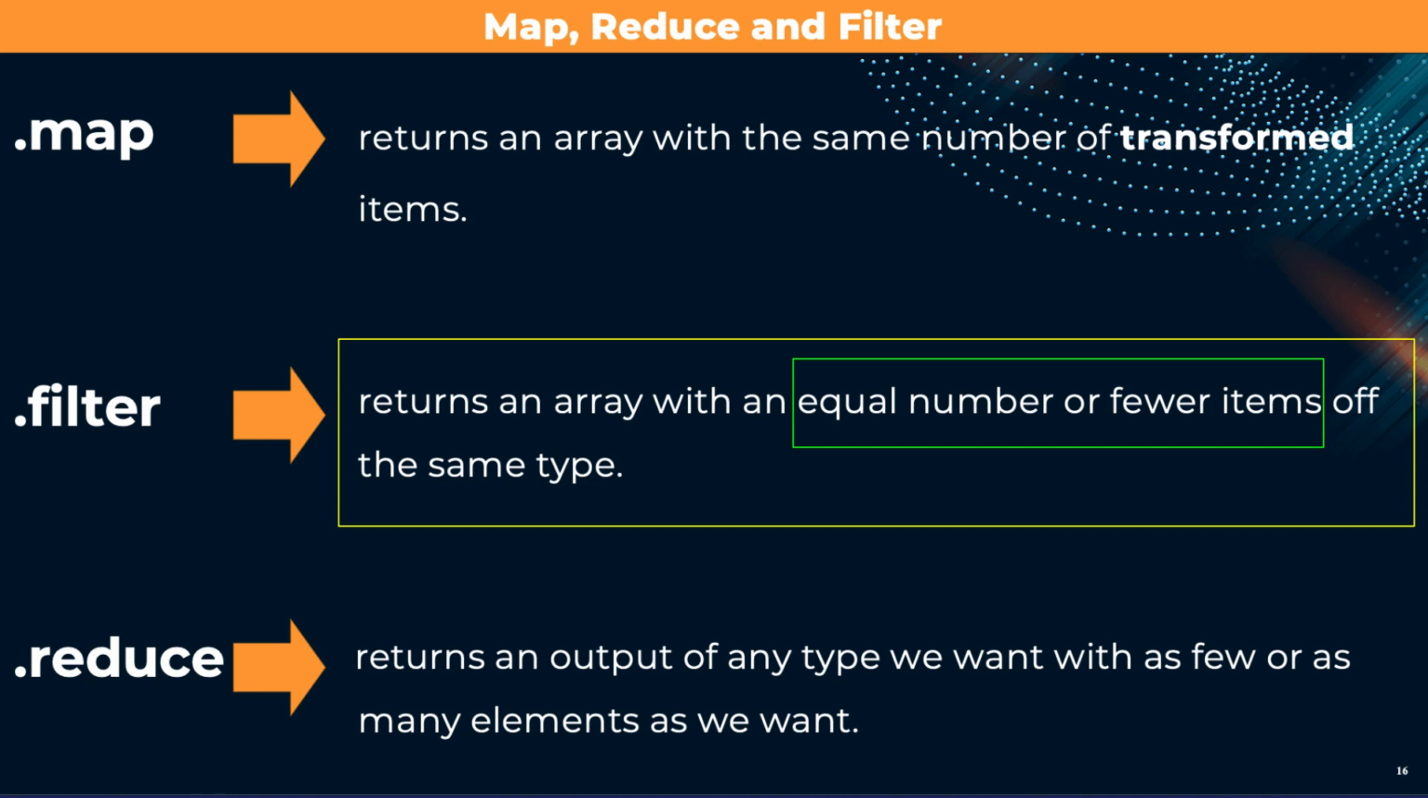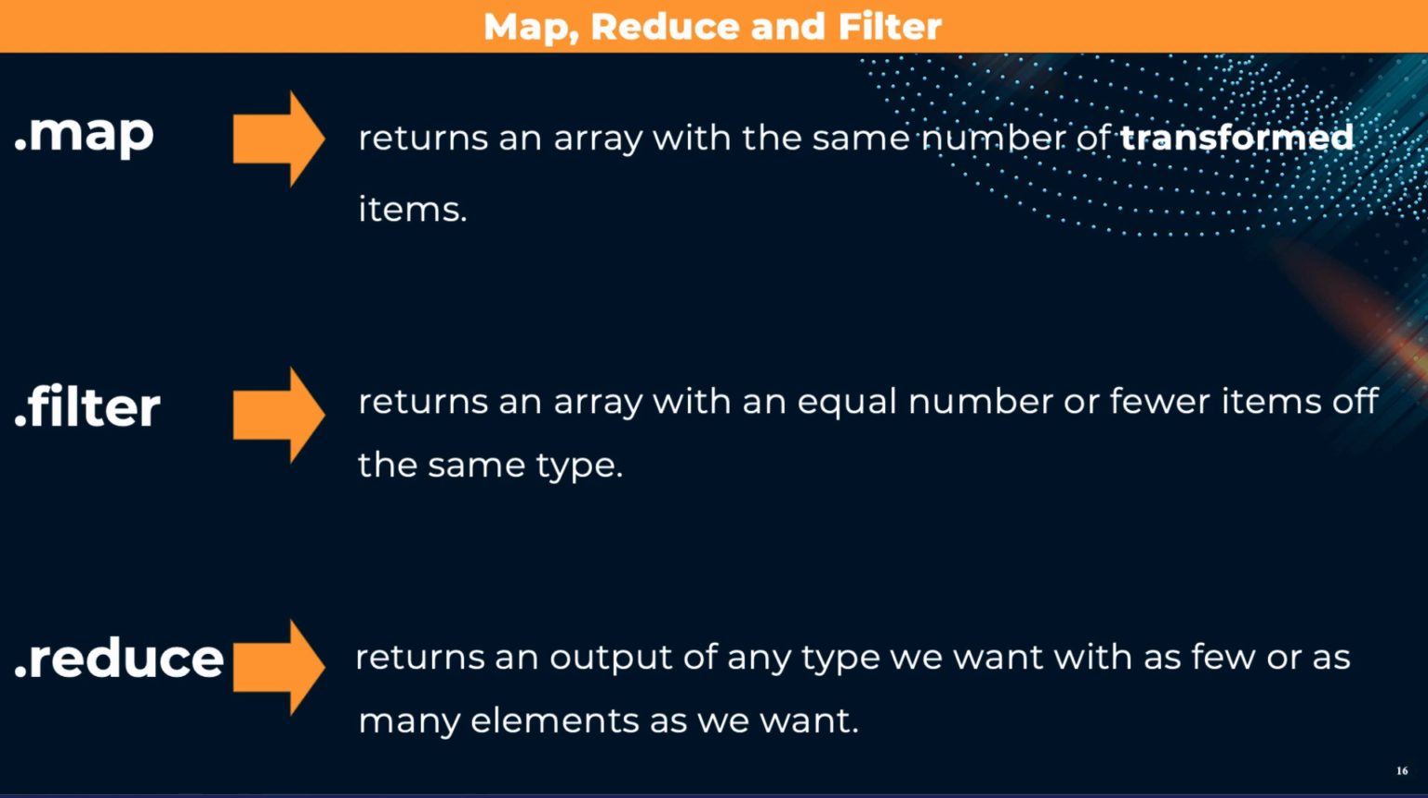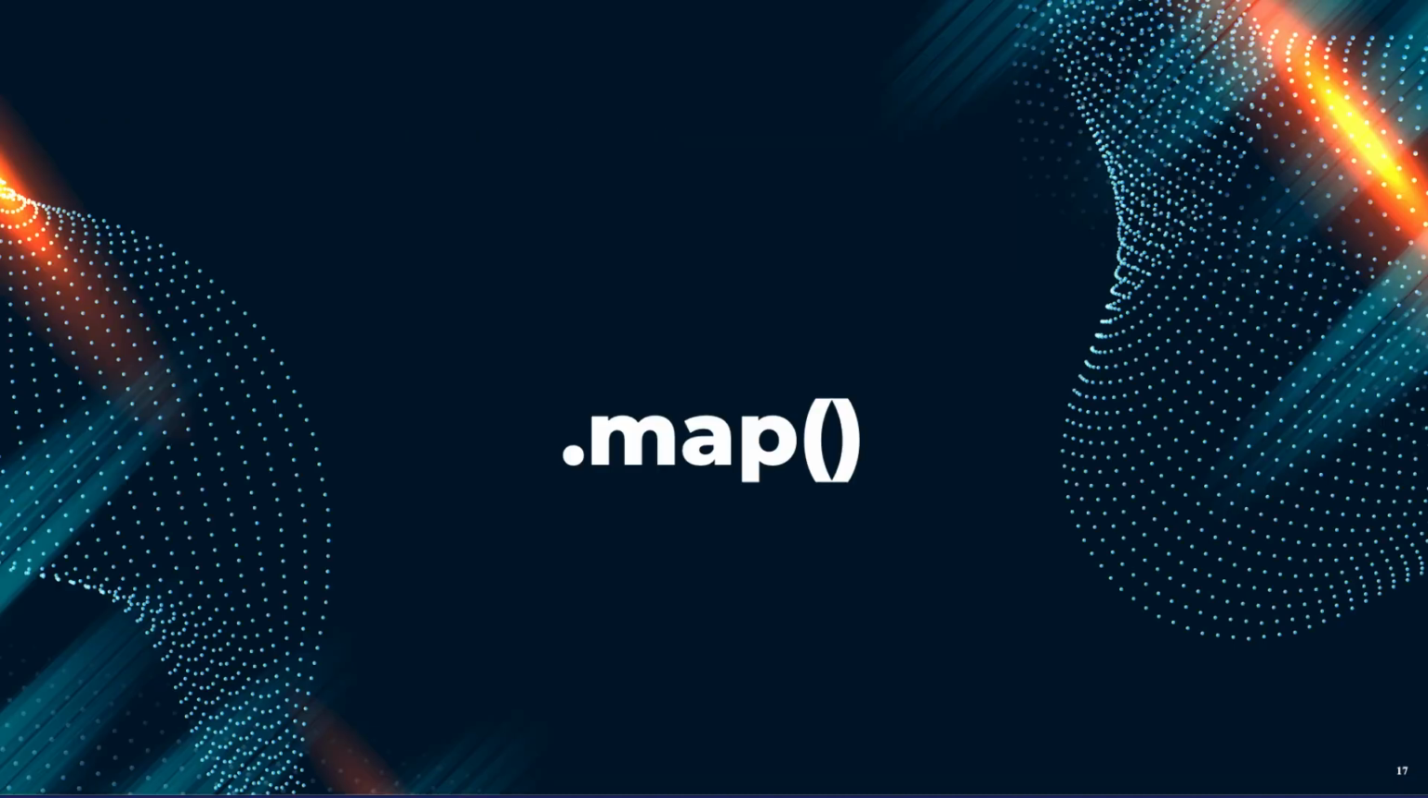Reduce returns an output of any type we want with as few or as many elements as we want. So for example, we could have an array of quote values, and what we want to do is reduce those so that we get the total. Or we could have an array full of claims made, and we want to get the sum of the claims. So 3 functions related to arrays: map, reduce and filter.